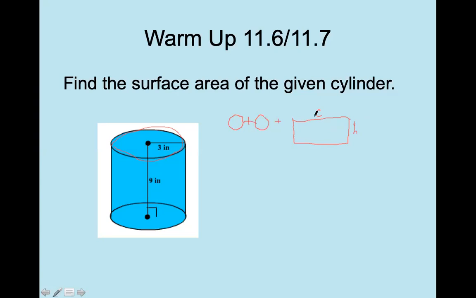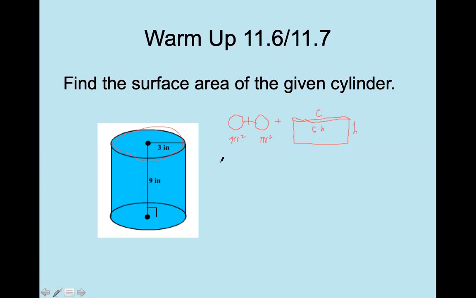So if I'm trying to find the surface area, I'm going to have these two circles, which would be pi r squared for each one. And if I find the area of this, it's supposed to look like a rectangle. Oh, that's much better. The area of that rectangle is length times width, which in this case would be the circumference times the height, right? Length times width, think of a rectangle.